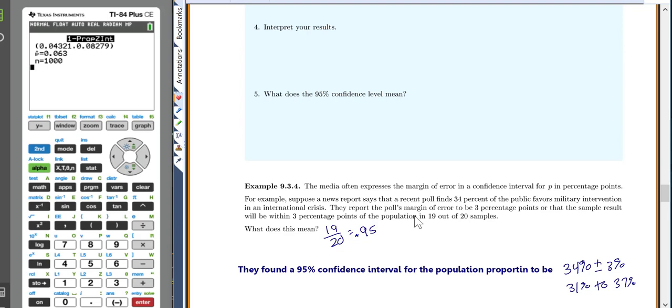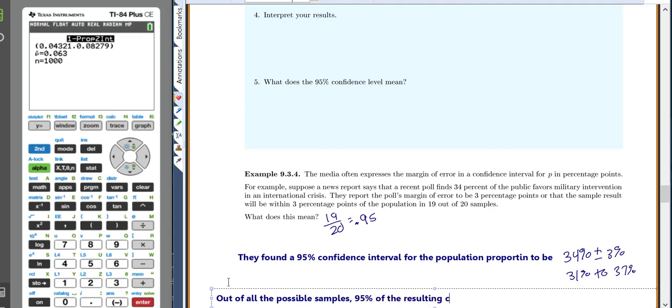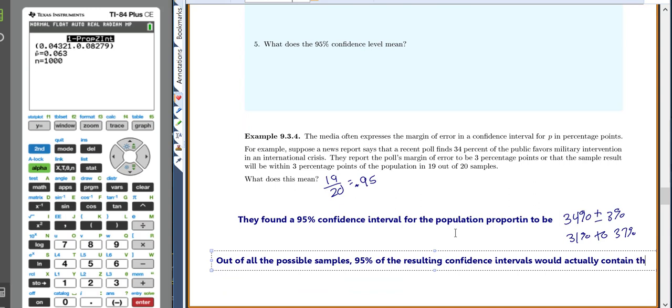Now, when they say it should be within 3 percentage points in 19 out of 20 samples, they're just describing what the confidence level means. So they're saying out of all the possible samples, 95% of the resulting confidence intervals would actually contain the population proportion p. And 19 out of 20 is that 95%.